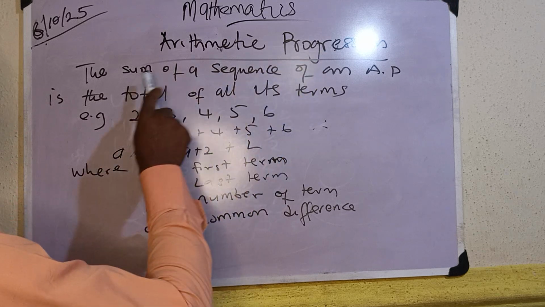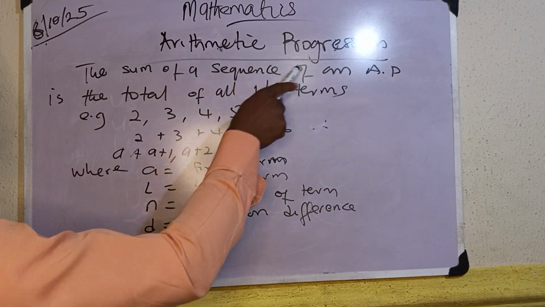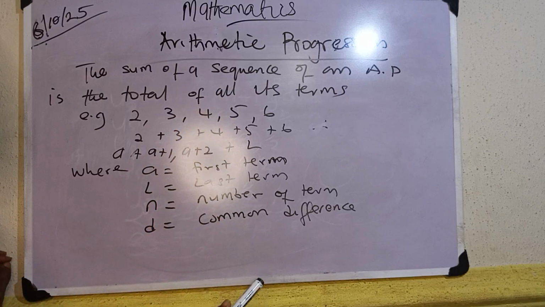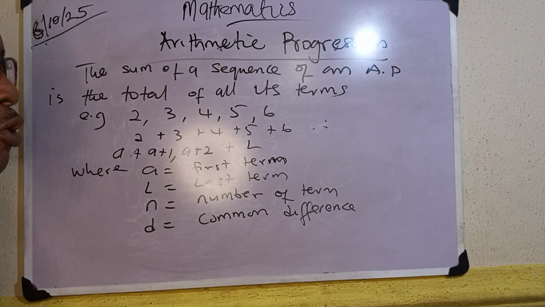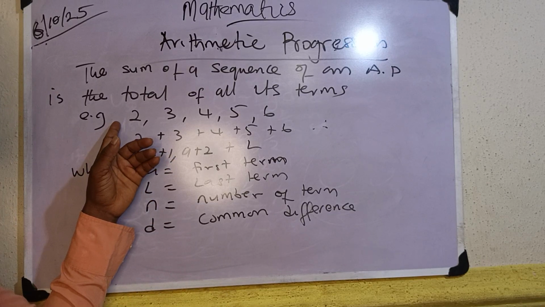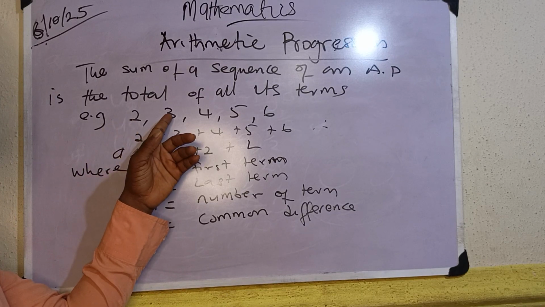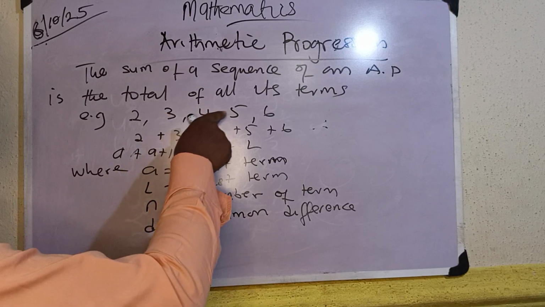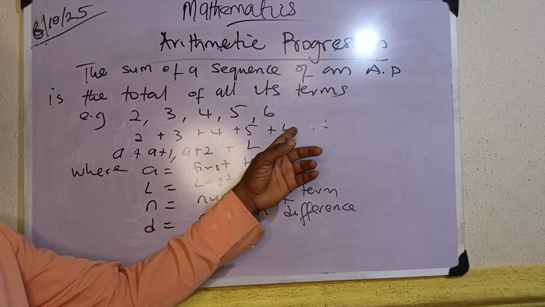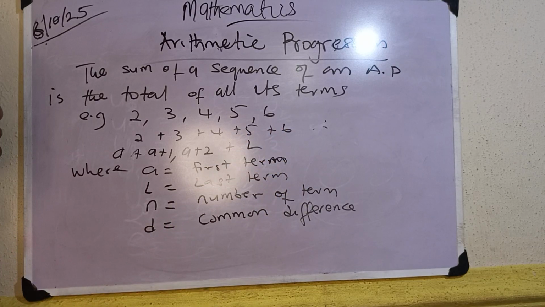Arithmetic progression. The sum of a series of an AP is the total of all its terms. We are looking at the sum today, the sum of an AP. Look at this series of AP: 2, 3, 4, 5, 6. For example, the sum is just to add them together. You add them together.